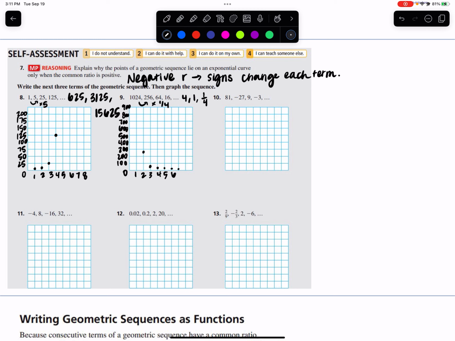All right, number 10. You should have taken negative 27 divided by 81 and found that we are multiplying by negative 1/3. So negative 3 times negative 1/3 is positive 1, times negative 1/3 is negative 1/3, times negative 1/3 is positive 1/9.